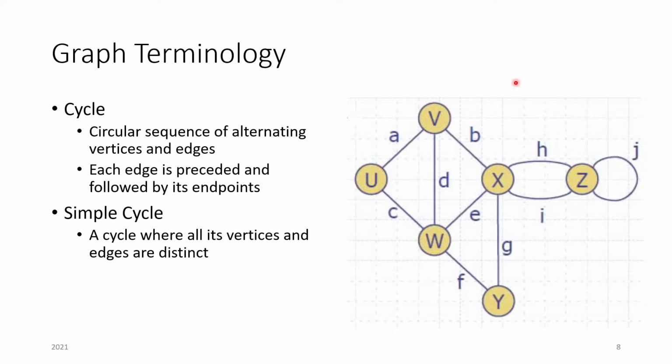A cycle is where we have a circular sequence of alternating vertices and edges. A cycle basically represents any sort of loop that we can form within our graph. So if we try to loop back to U here, we go U, A, V, D, W, C, U. That's going to be a cycle. Similarly, we can have U, A, V, B, X, E, W, C, U. That's also another cycle, and we keep on going. Similarly to the simple path, a simple cycle is where all the edges and vertices are distinct in nature, and we have no self-contained loops throughout.